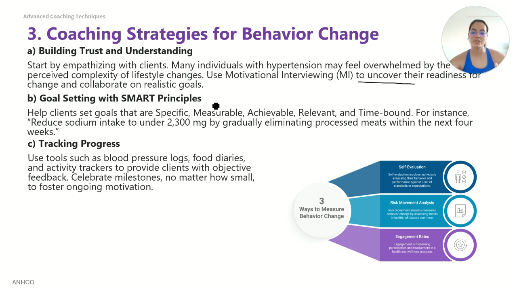You can also do some goal setting with SMART principles, helping the client set goals that are specific, measurable, achievable, relevant, and time-bound, of course. Example: reducing sodium intake to under 2300 mg by gradually eliminating processed meats within the next 4 weeks. You can also track progress, such as using blood pressure logs, food diaries, and activity trackers to provide the clients with objective feedback.